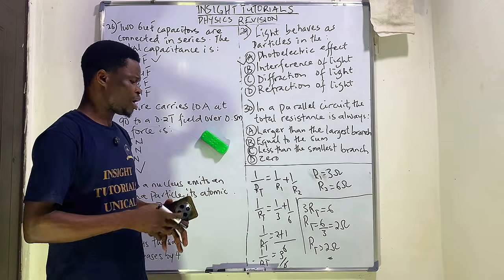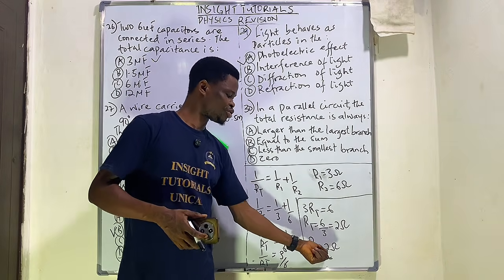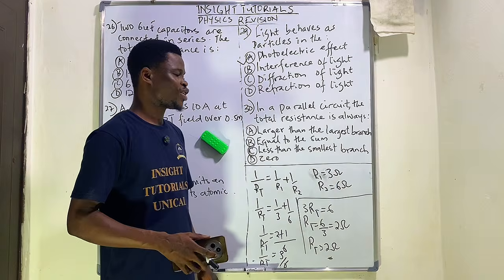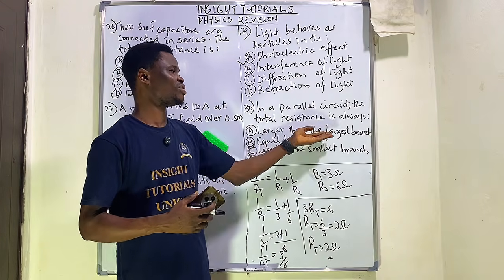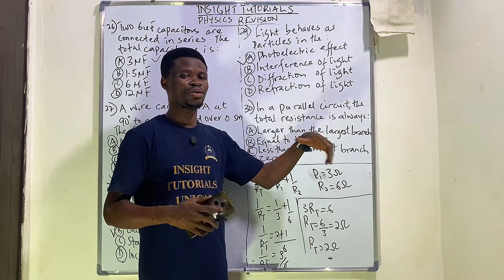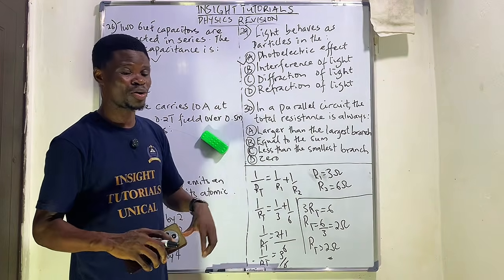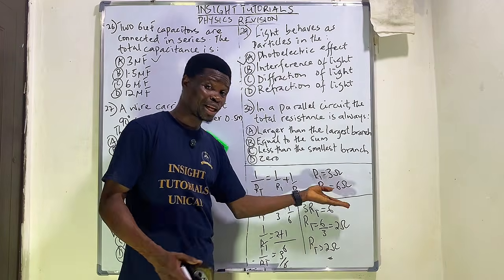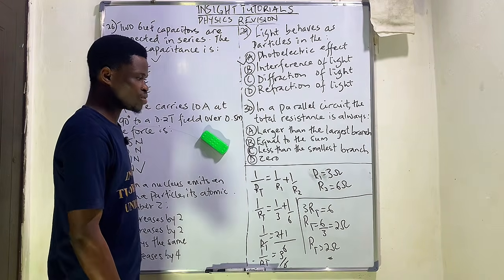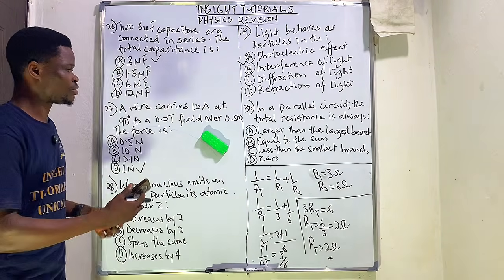So the total resistance is 2 ohms and it is smaller than the smallest of the 2 branches. Have you seen? So anytime you are calculating the total resistance and the circuit is connected in parallel, have it in mind that the total resistance will always be less than even the smallest of the 2 resistors that you're dealing with. All right, so go to the next question.